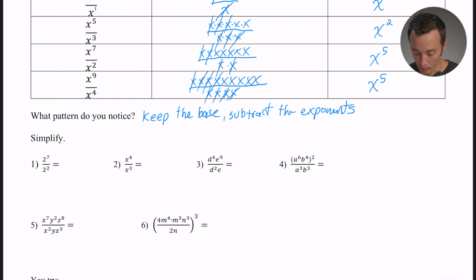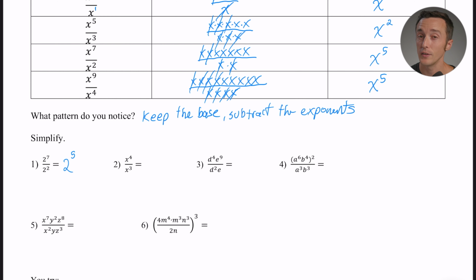Look at number 1. 2 to the 7th divided by 2 to the 2nd. So what's the base there? Well, the base is a 2. So we'll keep that. And then we're going to subtract the exponents. 7 minus 2 is 5. So we've got 2 to the 5th power.